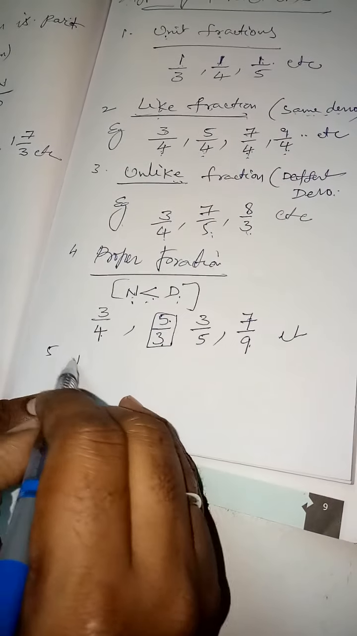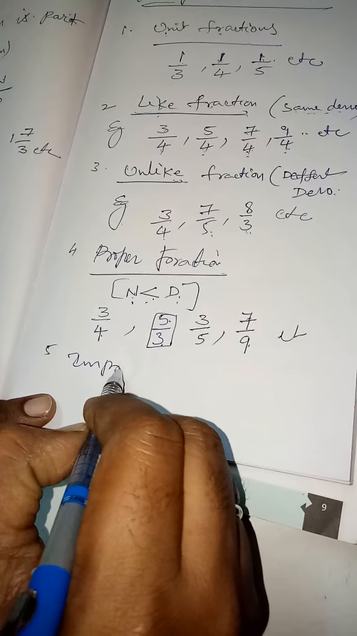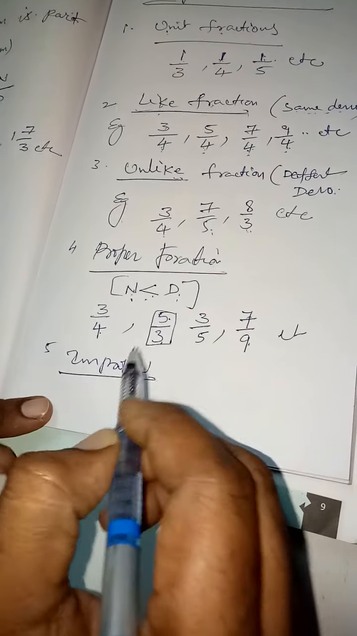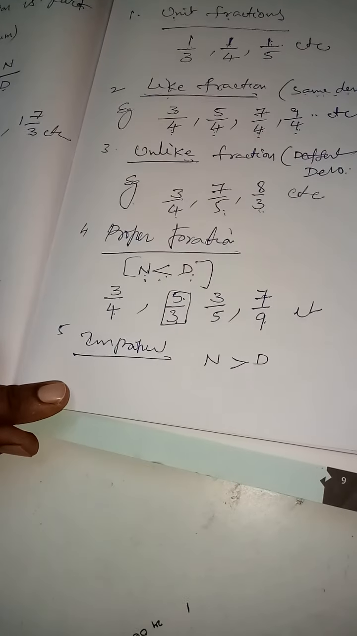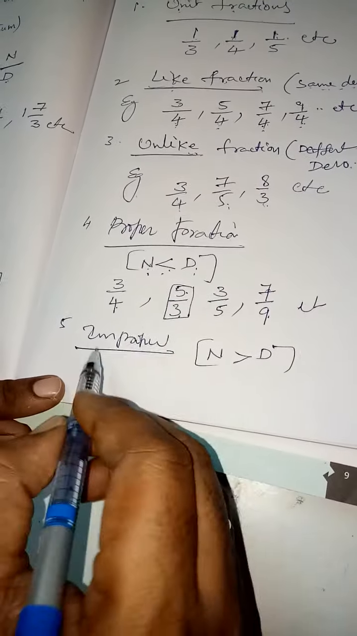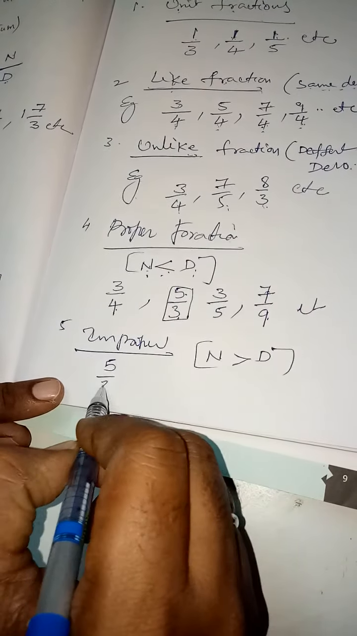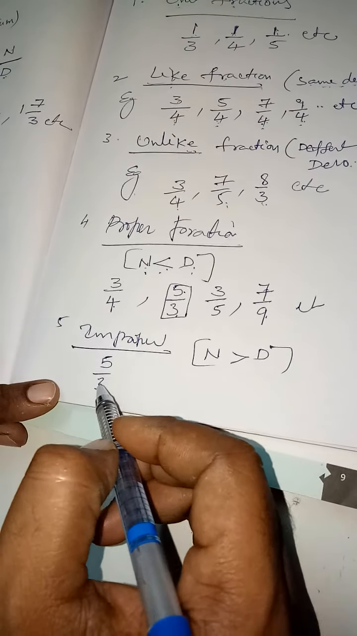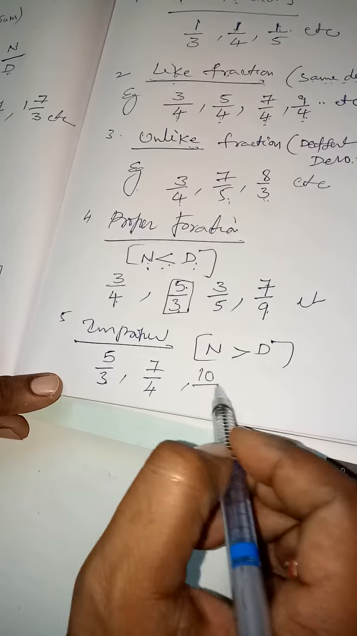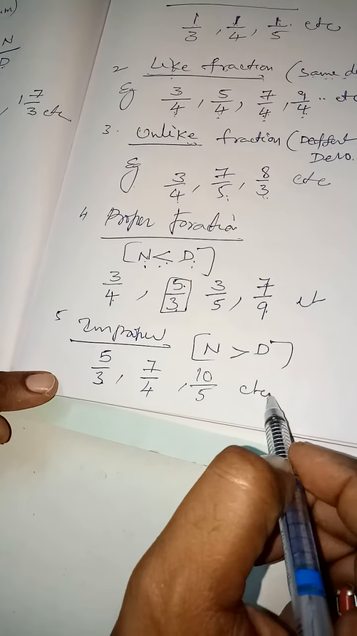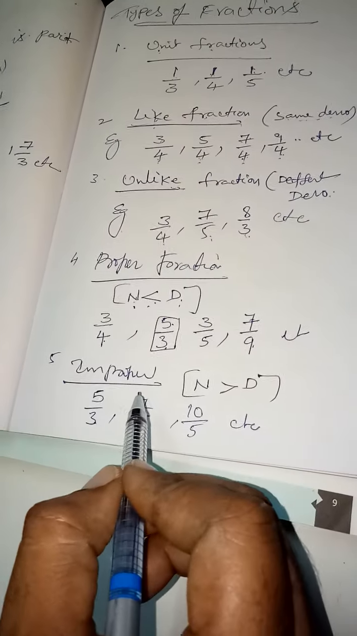The next one is the improper fraction. Improper means the numerator is greater than the denominator. For example, the 5 by 3 I wrote previously, 7 by 4, 10 by 5. These are examples of improper fractions.